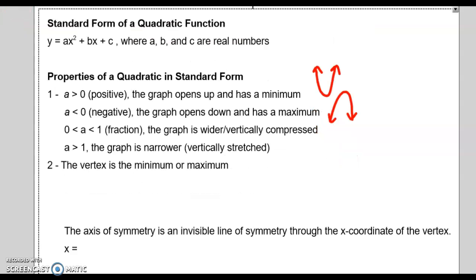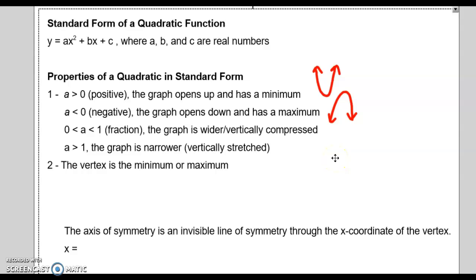The vertex, so this is still a parabola, so it still has a vertex. It's going to be a minimum or a maximum based on if it opens up or down. So depending if it opens up, it'll have a minimum. If it opens down, it'll have a maximum. But the formula for the vertex, it's still a point.